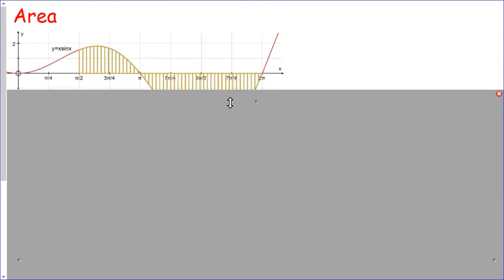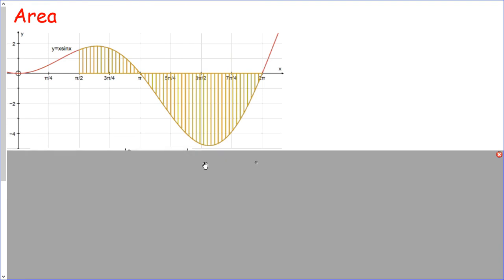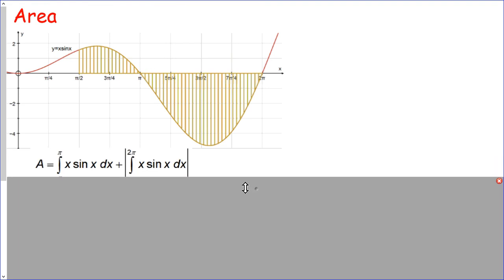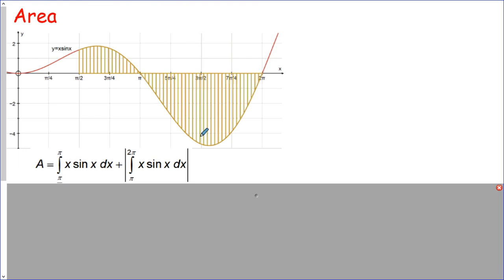We're now going to look at area, and this is a classic case where you can use your calculator. The area is given by the integral. Just be mindful of the fact that an area beneath the curve comes out negative. So you can't just integrate this function x sine x the whole way from pi by 2 to 2 pi, because you'll get some cancelling. What we need to do is integrate it from pi by 2 to pi, and then integrate it from pi to 2 pi.